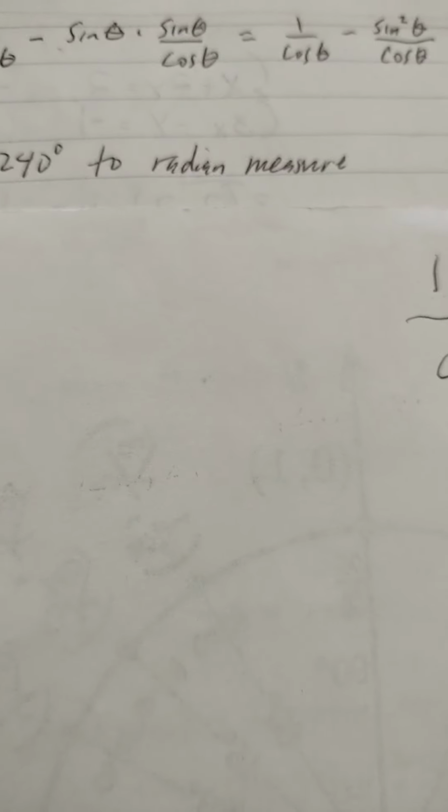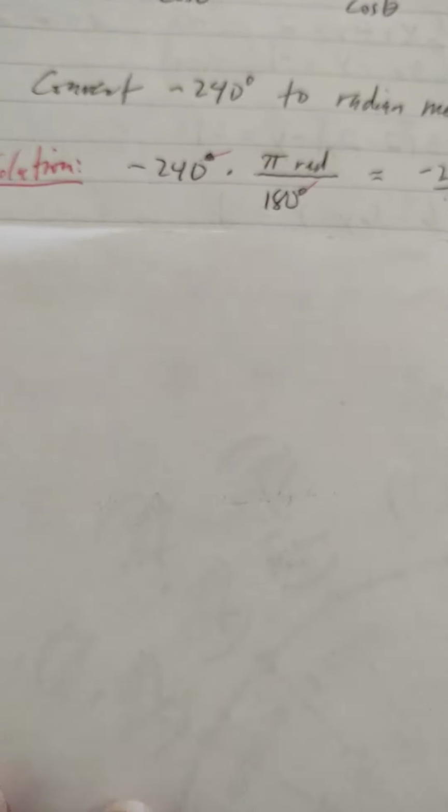Number 3, converting degrees to radian measure. So this is where you want to use the unit multiplier, either pi over 180 degrees or 180 degrees over pi, depending on the situation. Since I want to go from degrees to radians, I want to go pi over 180 degrees, so the degrees will cancel, because that's another name for 1. So that's what I did here.